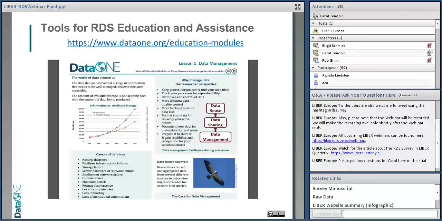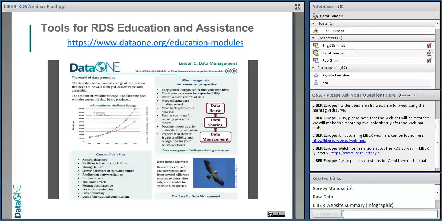These are a series of PowerPoint modules. They include exercises. They've been tested. They've been used many times at professional conferences as well as individual organizations. I should mention that DataONE's focus is on earth and environmental sciences, so these modules are about scientific research data services, earth and environmental services focused.